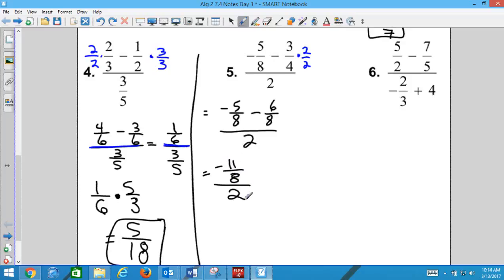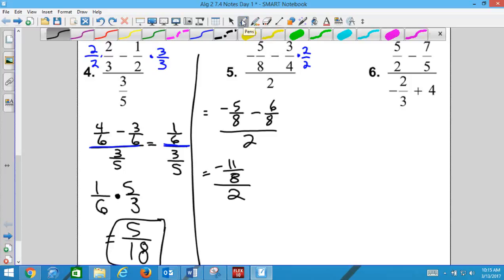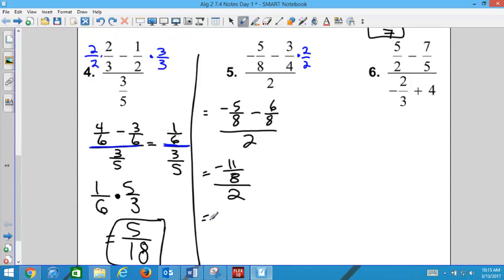Negative 11/8 divided by 2. Instead of dividing by 2, we're going to take negative 11/8 and multiply it by the reciprocal of 2, which is a half.